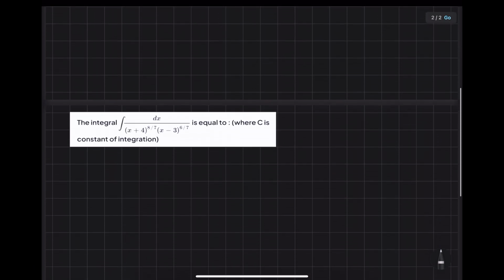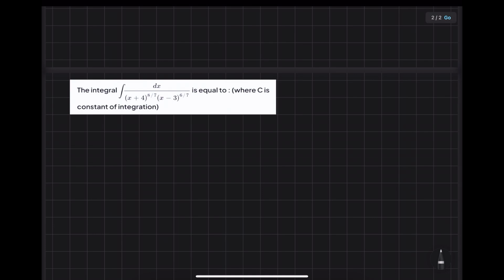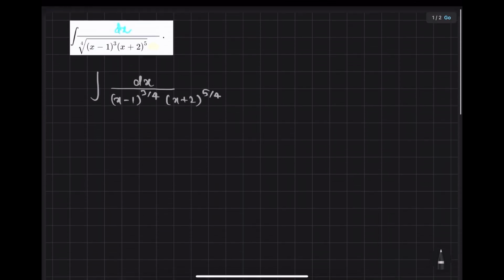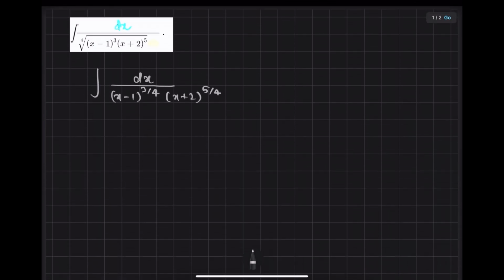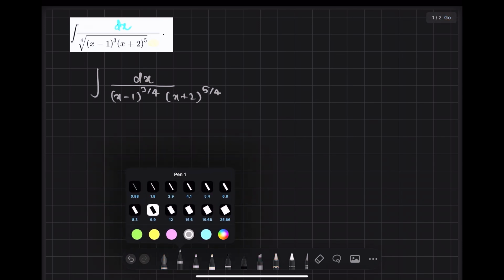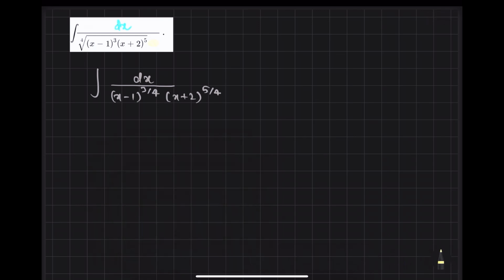Now look at a similar question. Again you have a similar question whose sum of powers comes out to be 2. So what you have to do under this situation: first you have to multiply and divide by the other component. If you don't have a problem with x minus 1, multiply and divide by x plus 2. If you don't have a problem with x plus 2, you have to multiply and divide by x minus 1. Now look at how I will connect the dots.